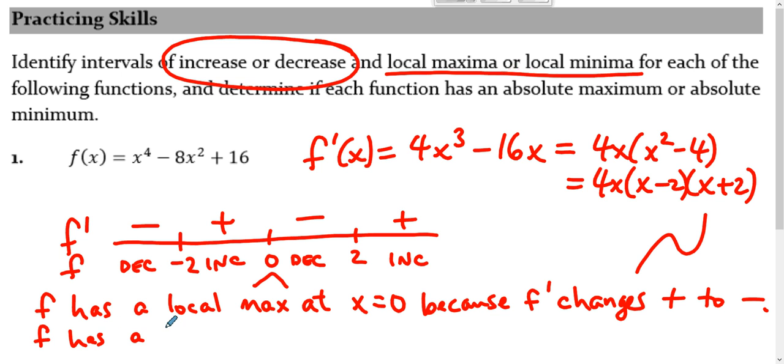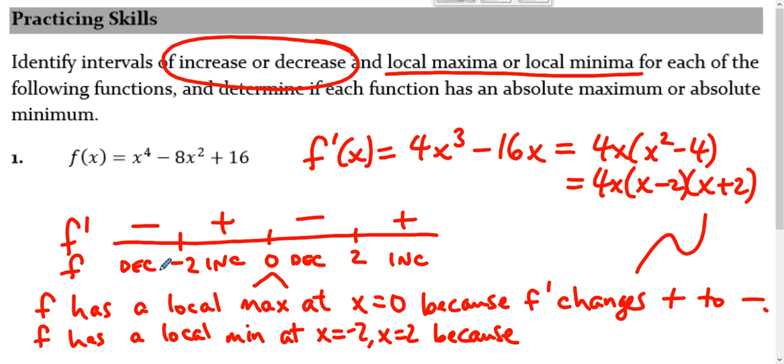Similarly, we write that f has a local min at x equals -2 and x equals 2 because f changes from decreasing to increasing. So that's a min, that's a min, but we don't write about f, we write about f prime. F prime changes from negative to positive. This will always be the reason for a max off the first derivative test, and this will always be the reason for a min off the first derivative test.